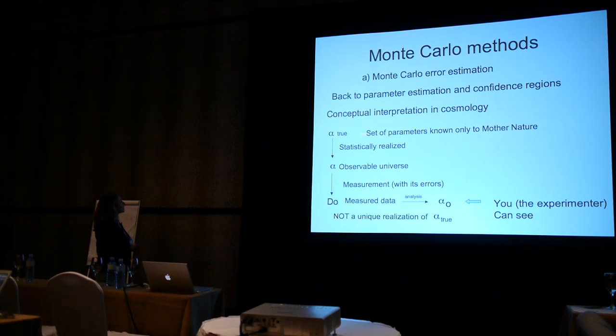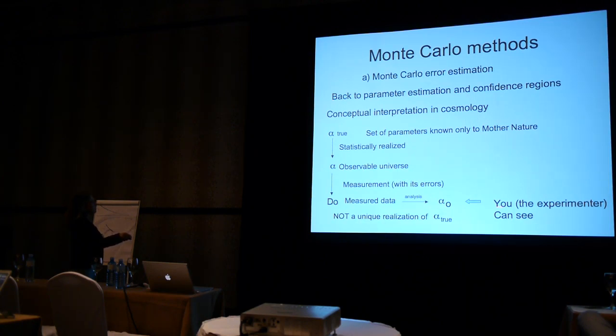Okay? And this set is statistically realized in the observable universe. And so the observable universe has got another set of cosmological parameters, which are not necessarily identical to alpha true, but are taken from the same probability distribution that has got this as their mean. And then you do a measurement of the observable universe with this error, and you get a set of D0, which are the measured data. You analyze your data, and you get alpha 0.